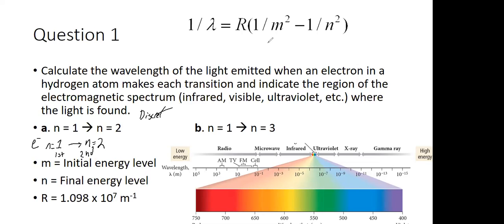So Rydberg's equation is 1 over the wavelength of light. Remember that this Greek lambda means wavelength of light, equals Rydberg's constant, R, which is a given. Do not confuse this with the gas constant. This is completely different, even though they're both R, multiplied by 1 over m squared, which is the energy level we start with, minus 1 over n squared, which is the energy level that we end with.